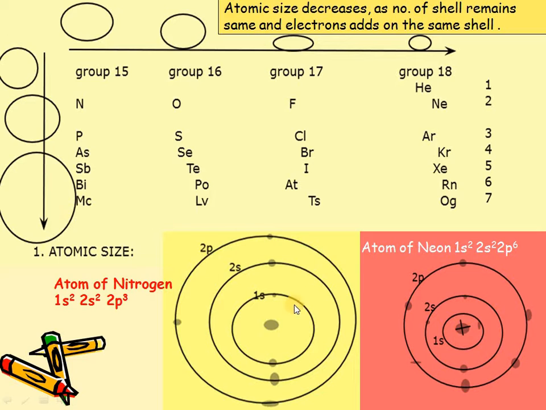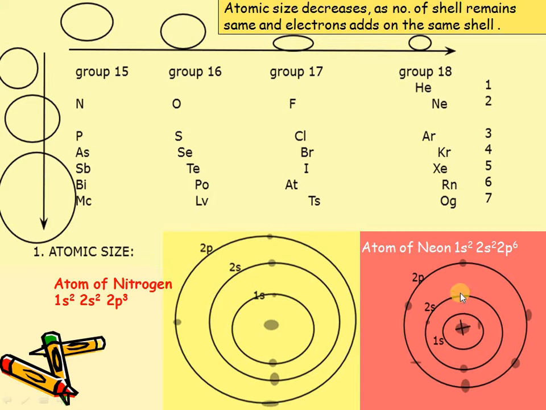So here I have discussed the structure of two atoms. One is of neon, the other is of nitrogen. As you know, nitrogen exists on this side and neon on this side. So neon must be of smaller size and nitrogen must be of a bigger size. So this is the demonstration of nitrogen, and this is the demonstration of neon.